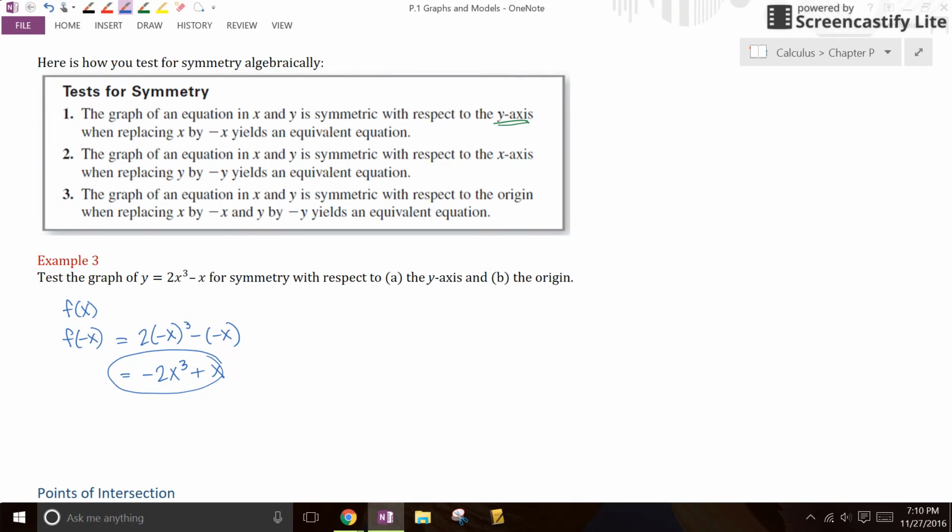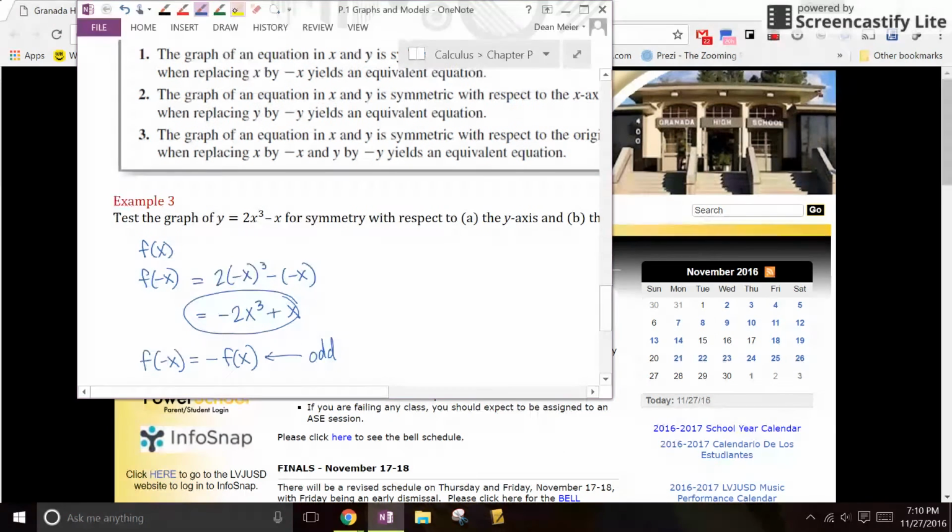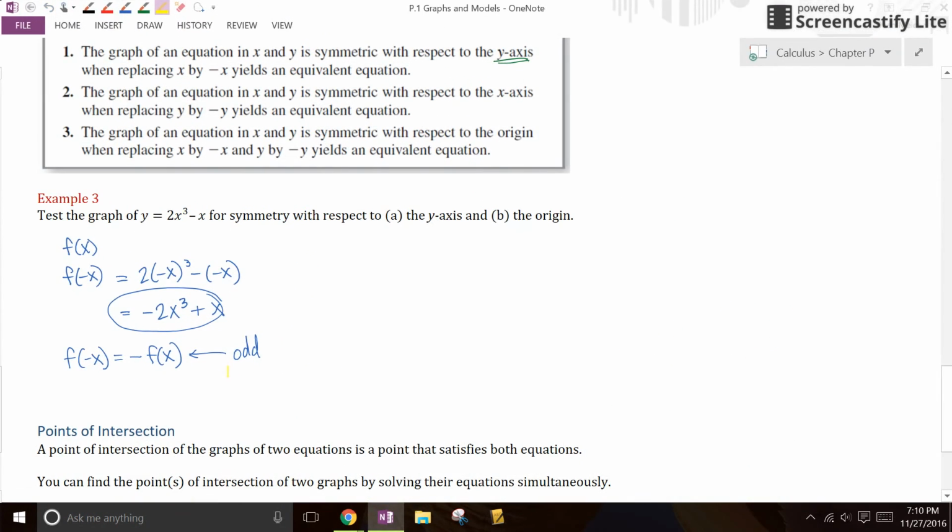So let's look. Notice the 2x cubed changes sign. Notice the x changes sign. So this is saying that when I plugged in a negative x, what I got was the opposite of the original, or what we like to call odd, or what we would call origin symmetry, right?